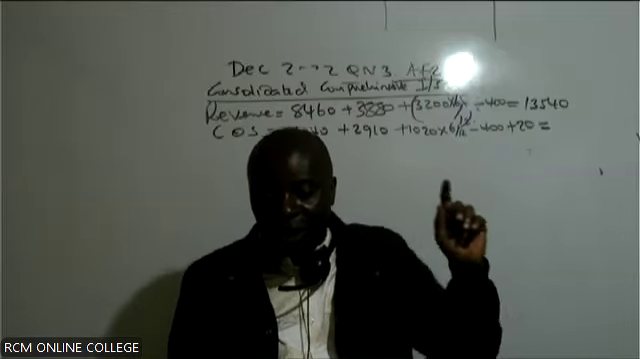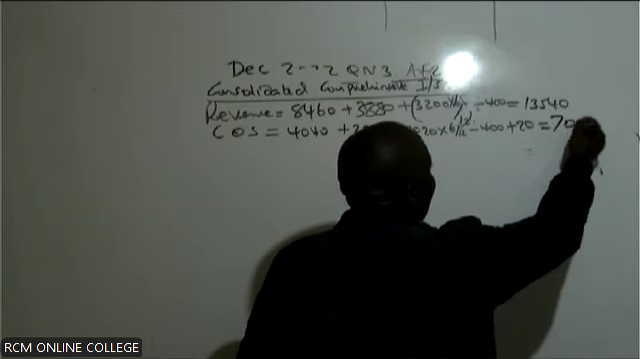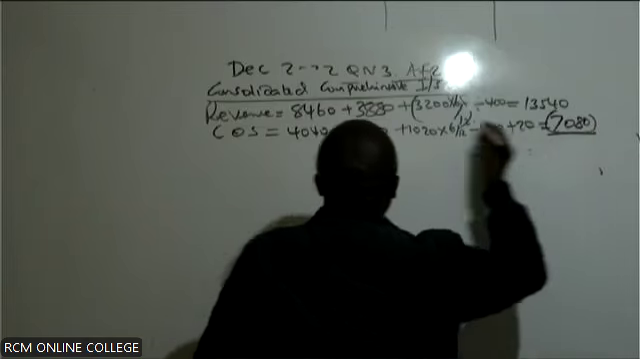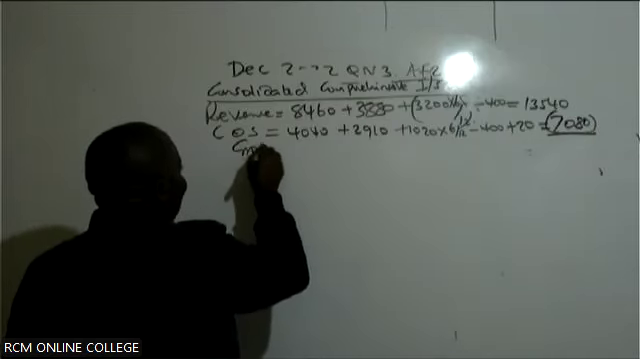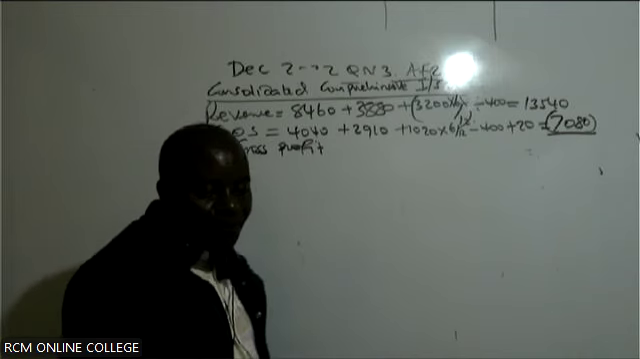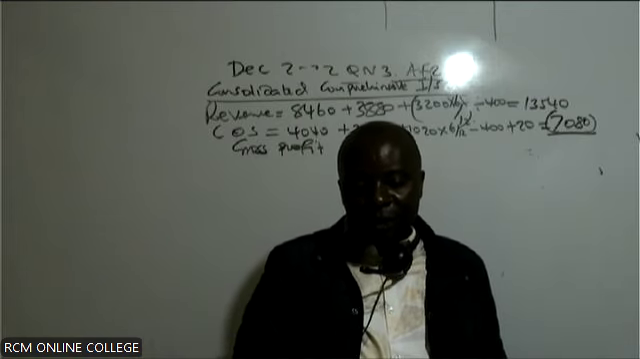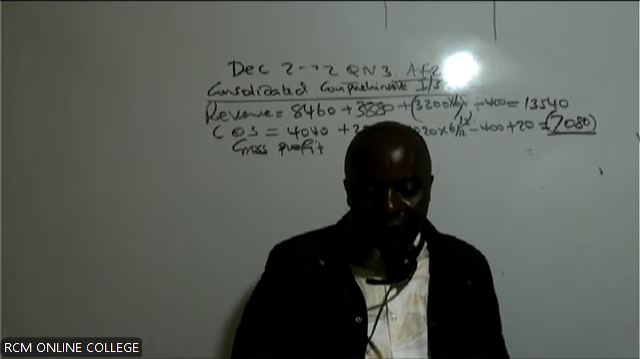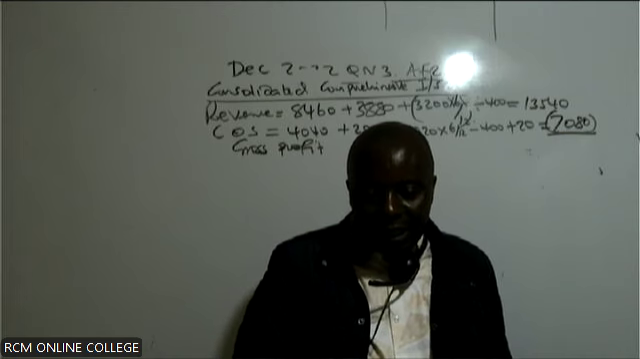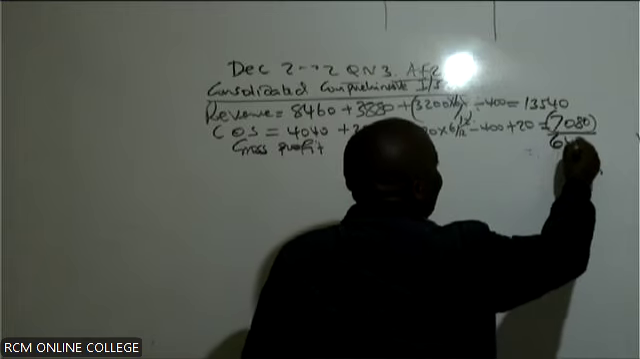So then you should be able to come and give us a figure. Somebody is giving us 70, 80. So then you subtract, give us gross profit. So gross profit, I'm being given 64, 60.